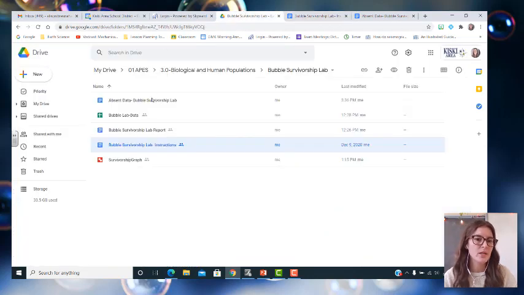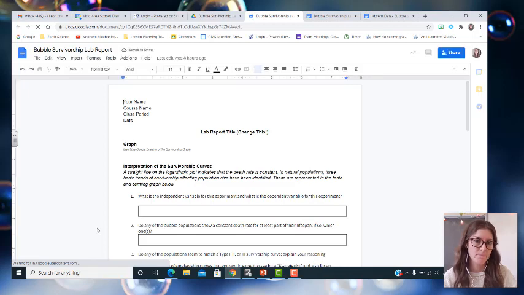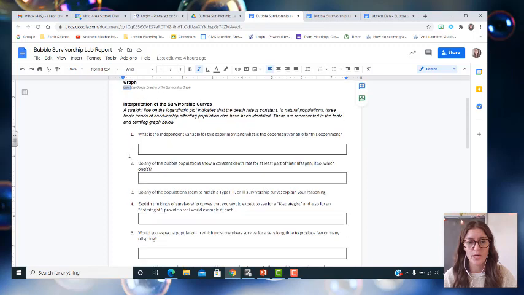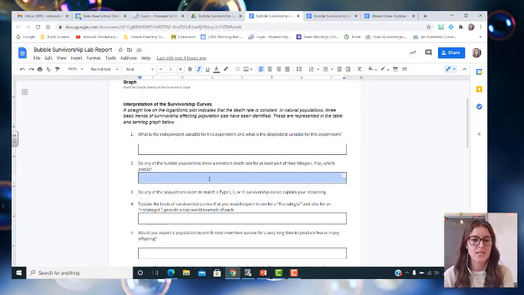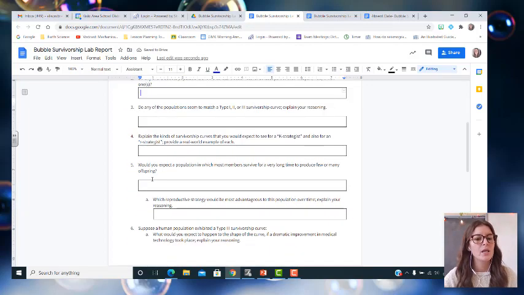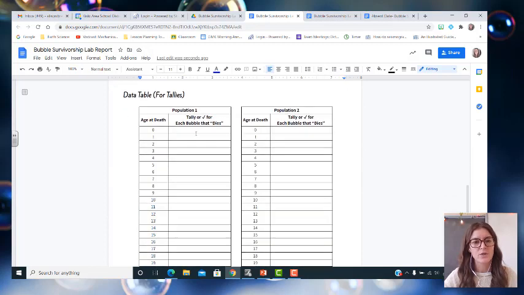So you were also given your lab report. In the lab report, there's a section to insert your graph that you're going to produce, and I'll show you how to do that. There's a section to answer some questions, and I accidentally did not add an answer box for number three. So if you could just make sure that you do answer number three. And then at the end of the document is a data table for tallies.